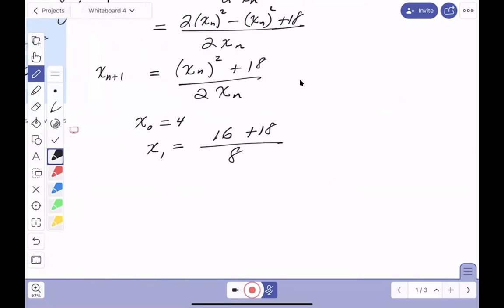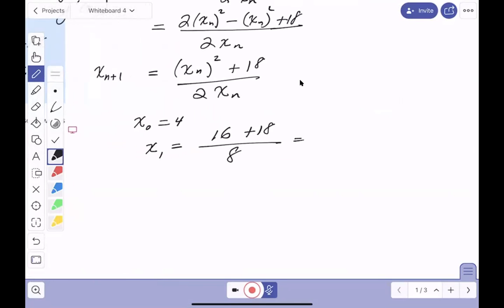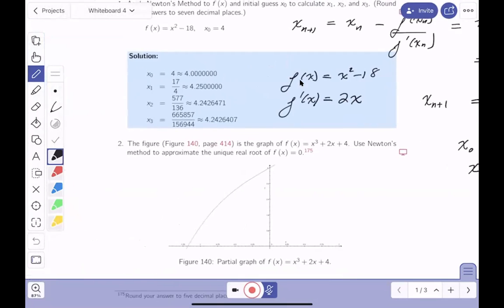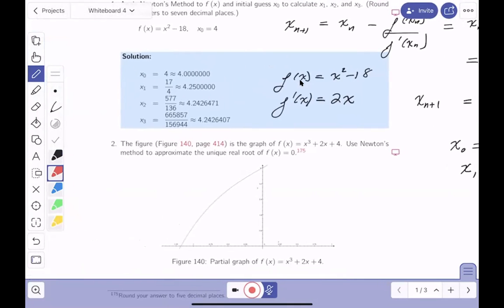And what does this give us? Let's write this down. 16 and 18. And again, I could do the computation. I don't need a calculator to do this. 16, 18, 34 eighths. I'm going to divide by 2 and I get 17 quarters. So I know x1. And what's x1? 17 quarters. I see it. All right. This is x naught.